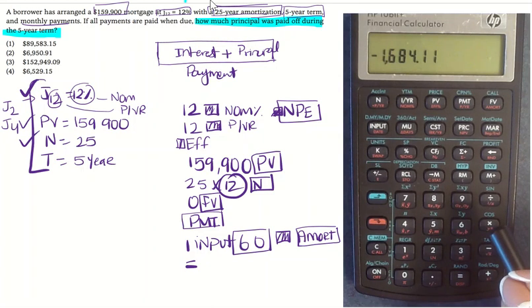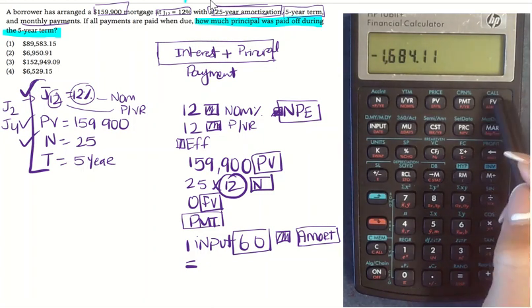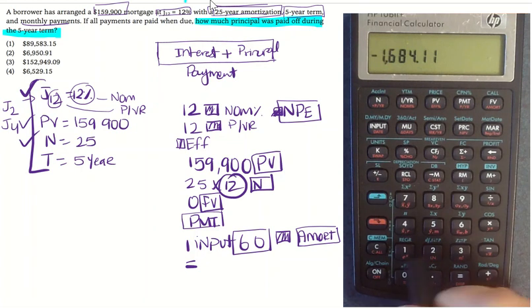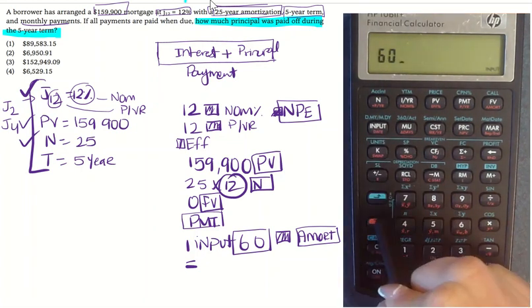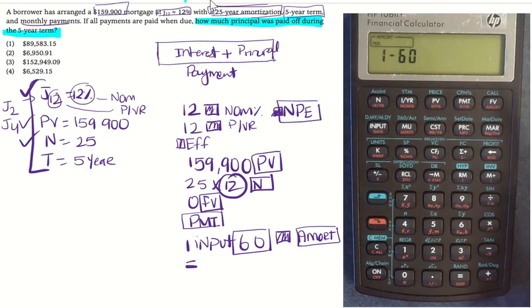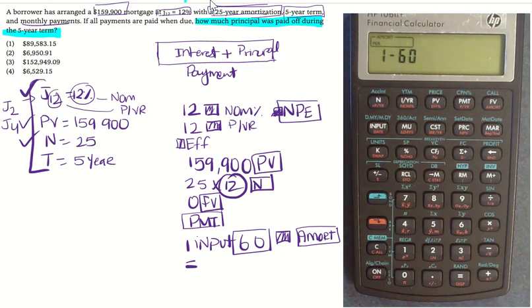Now the question comes to how much principal was paid off. So that is something we have to use the mode key right here. So 1 input 60 shift amount. The question is, why did I press 1 input 60? Because the question said how much principal was paid off during the 5 years. During the 5 years, so 1 to 60 months. That's where that 60 is coming from. They did give us 5 years, but 5 years is equivalent to how many months? 60 months. So that's why we have to put 1 input 60 to find that out.